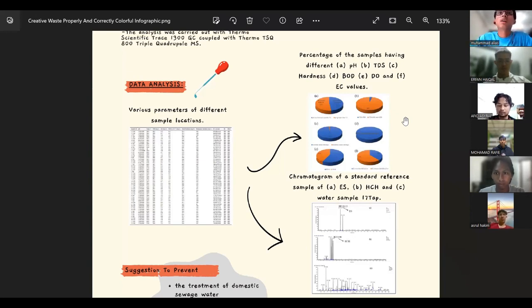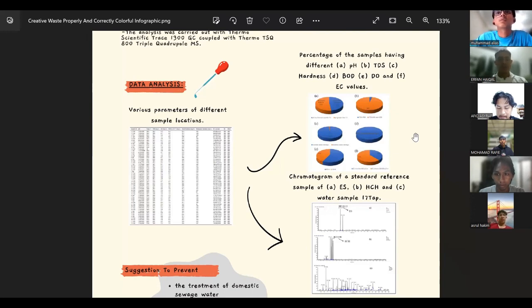So for the pesticide parameters, the analysis for the presence of endosulfan and hexachlorocyclohexane, HCH, as pesticides was conducted in the water samples. However, all the samples showed levels below the detectable limit (BDL), indicating the absence or very low concentration of these pesticides.